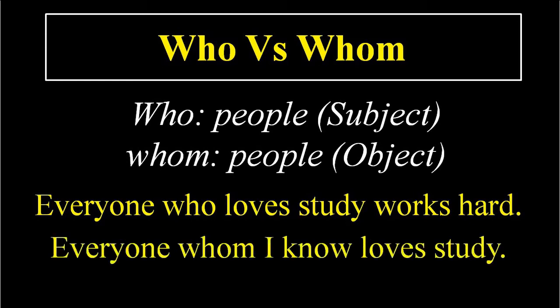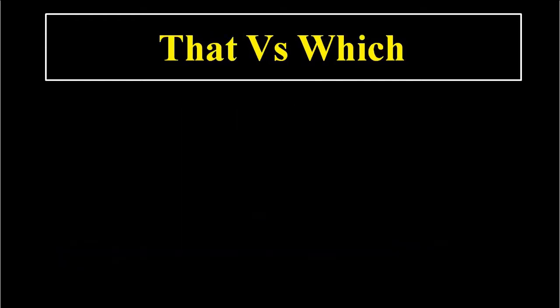Everyone whom I know loves study. So everyone loves study, but whom I know. Whom plus subject plus verb. And after whom, subject is I, know is verb. So the basic difference between who and whom: who plus verb, whom plus subject plus verb. Remember, who and whom both are used for human beings.